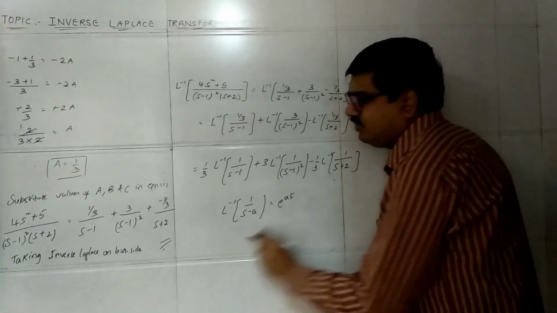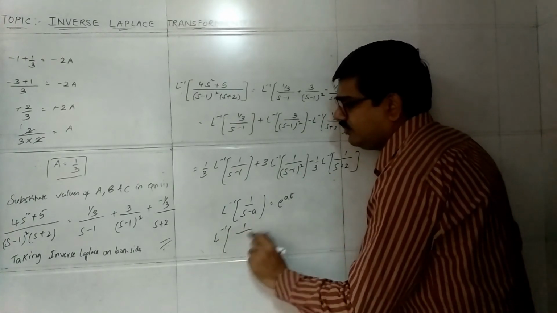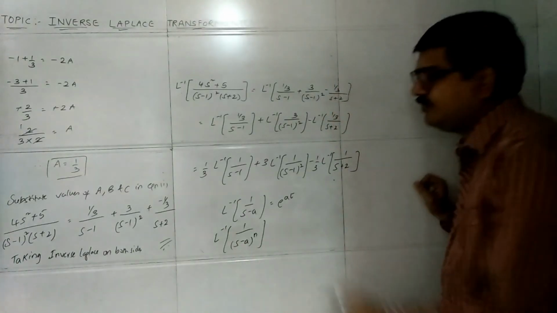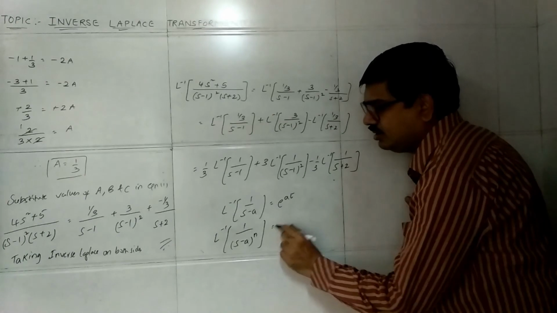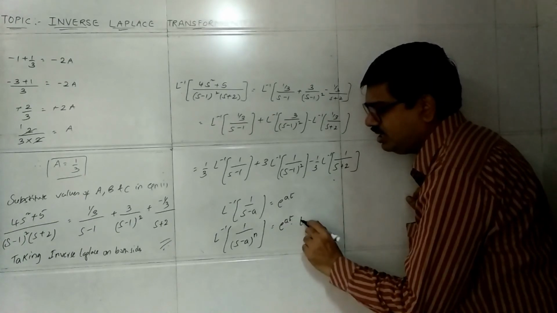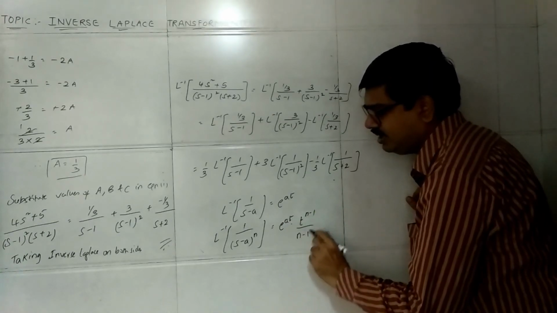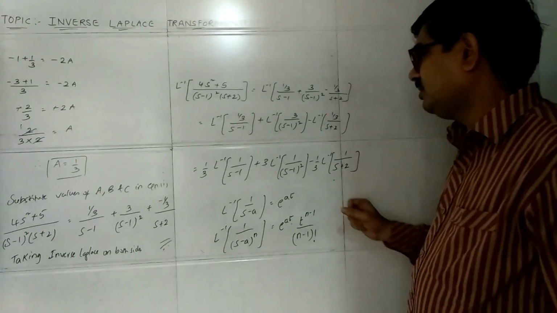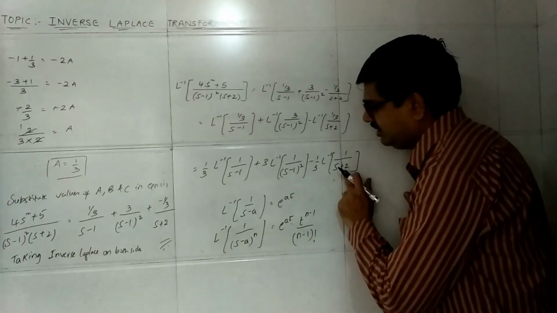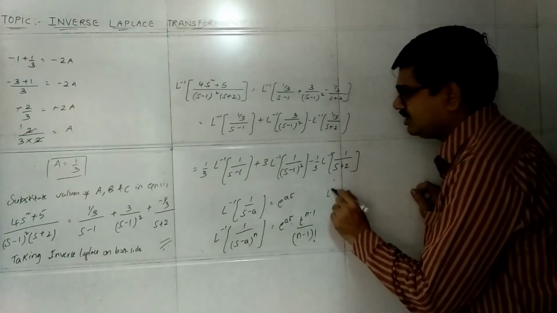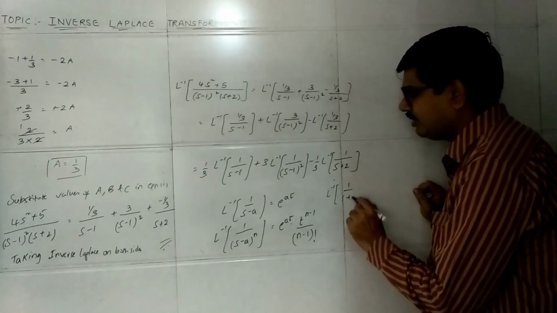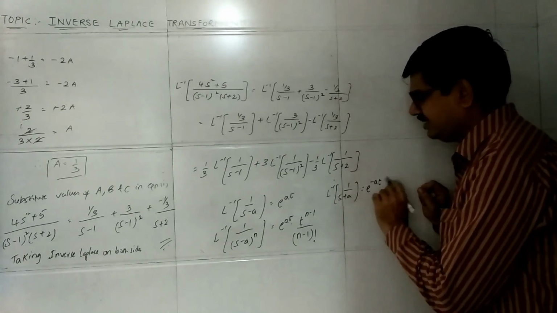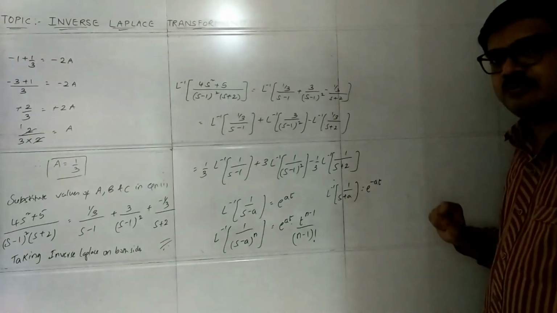Then the second one, you have to apply this formula: 1 upon s minus a whole power n. Okay, because power 2 is there, so you will get e raised to at into t raised to n minus 1 upon n minus 1 factorial. Directly you can apply this one. And for the third one, Laplace inverse of 1 upon s plus a we have to apply. So what is the formula for s plus a? e raised to minus at. Opposite sign of plus a, minus a. Okay.